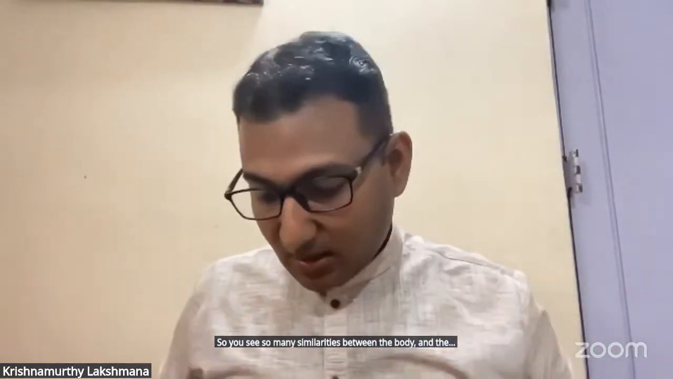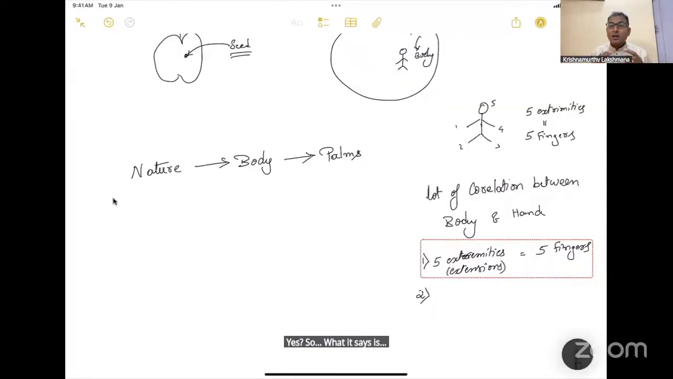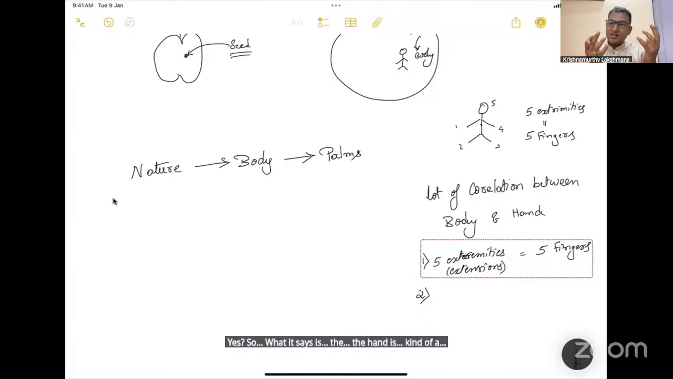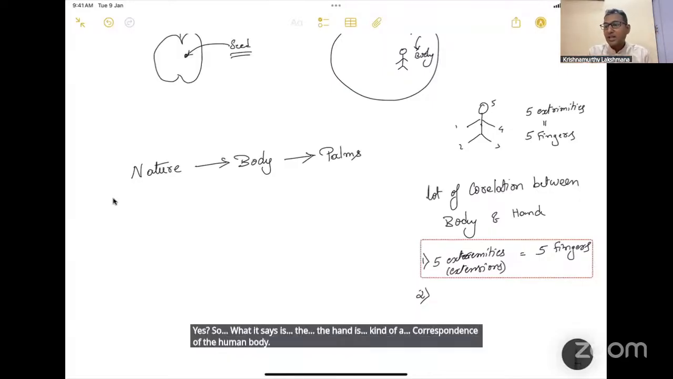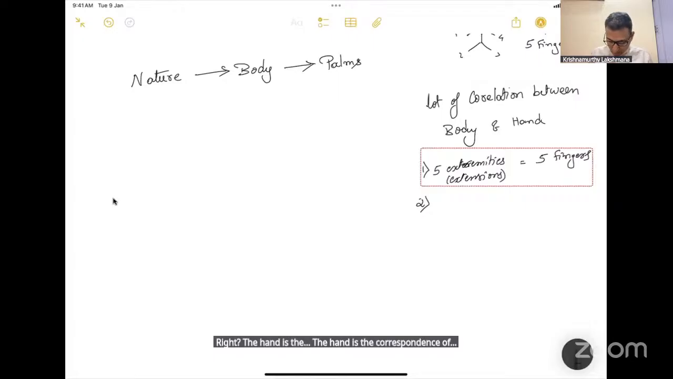So you see so many similarities between the body and the hand. So what does it say? Front is represented by the palm. Back by the dorsum. So what it says is the hand is kind of a correspondence of the human body, right? The hand is the correspondence of human body. I'll write here.